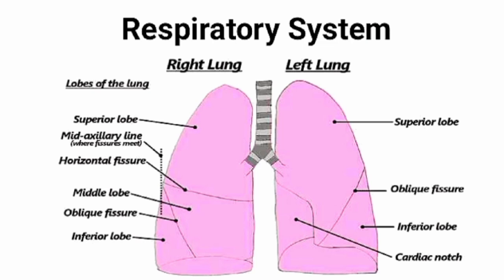The left lung is divided into two lobes, the upper lobe and lower lobe, also called the superior lobe and inferior lobe. They are separated by the oblique fissure. The left lung does not have a middle lobe. The mediastinal surface of the left lung has a large cardiac impression or cardiac notch where the heart sits.